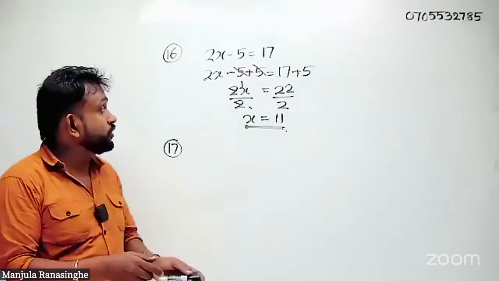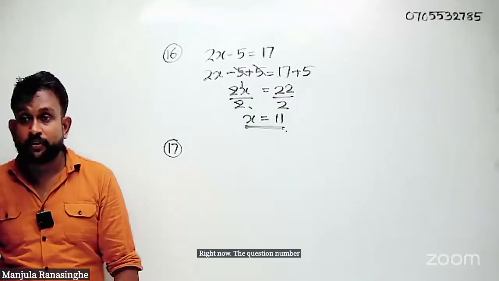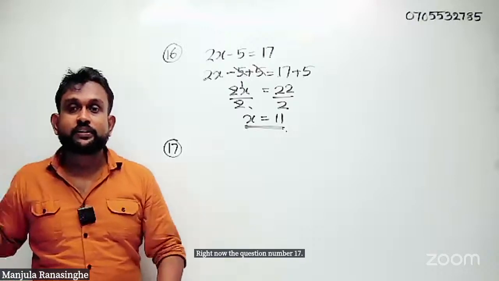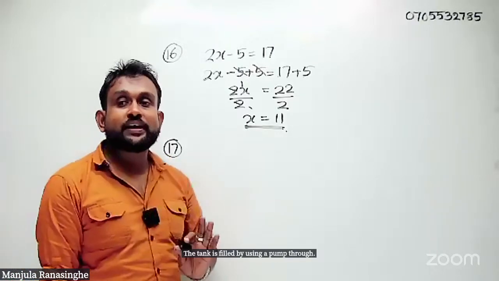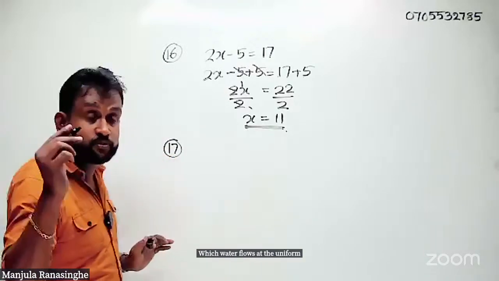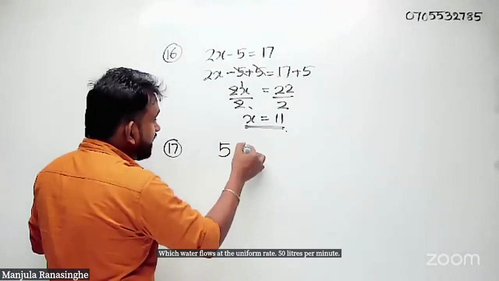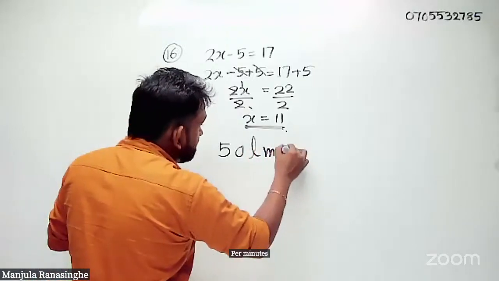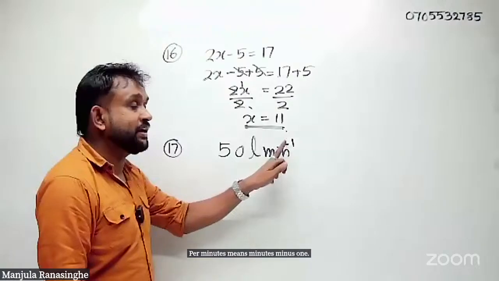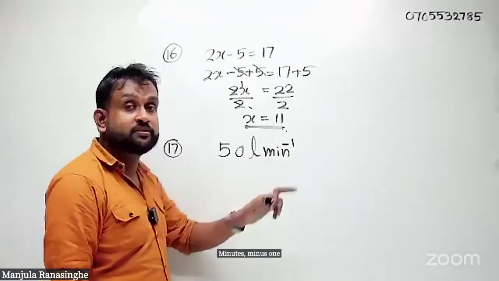Right, now the question number 17. The tank is filled by using a pump through which water flows at a uniform rate of 50 liters per minute. Here you write the rate, 50 liters per minute, means minutes minus 1. 50 liters per minute.